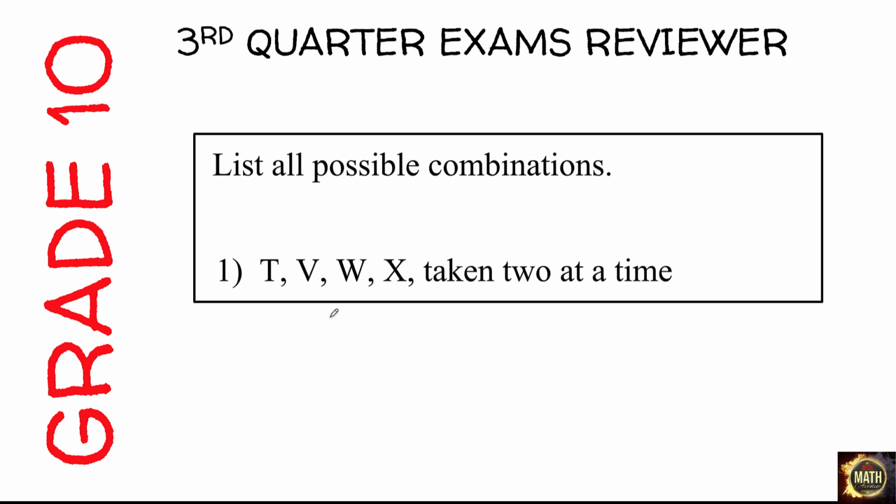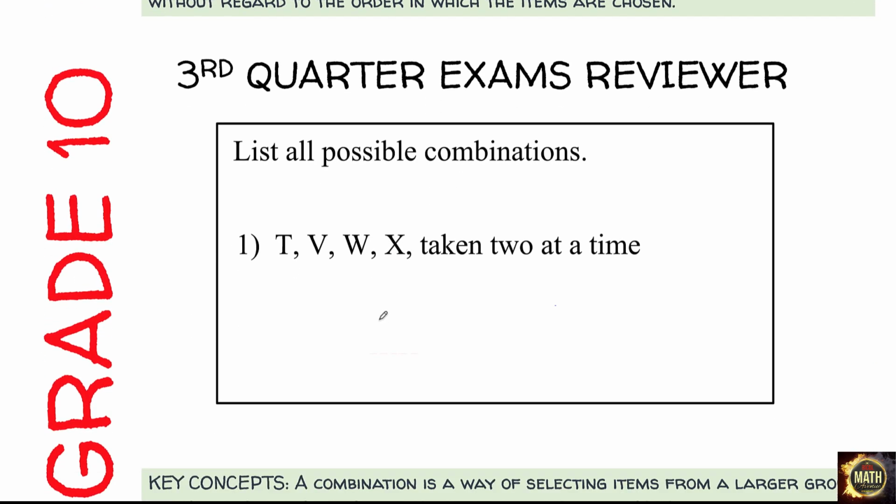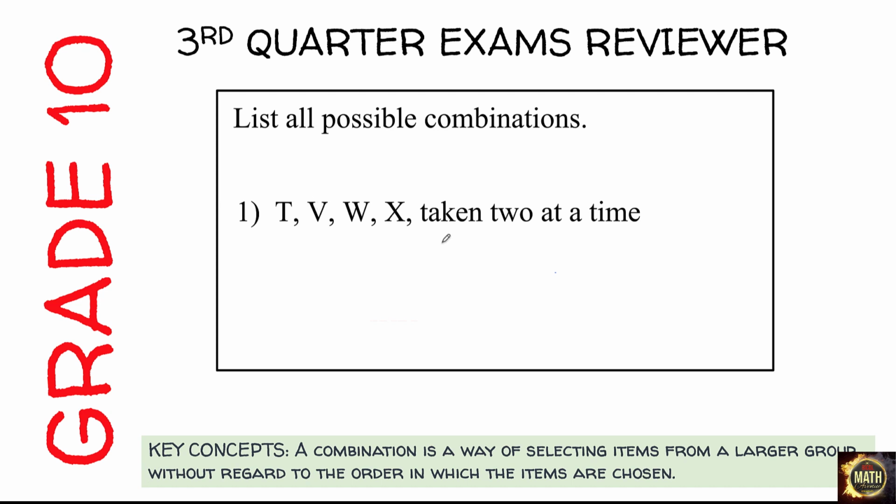List all possible combinations of the letters T, V, W, and X taken two at a time. So the keyword here is combination. Ano ba ang combination? In mathematics, combination is a way of selecting items from a larger group. And the most important word here is without regard to the order in which the items are chosen. So kailangan po nating pumili ng dala-dalawang mga letra galing sa apat na letra given dito.